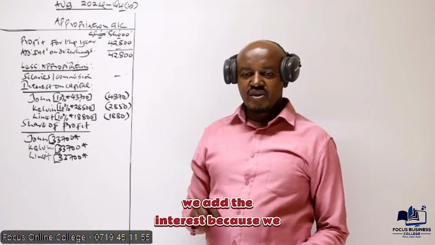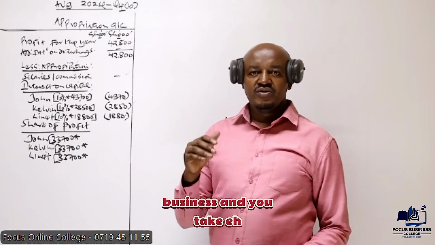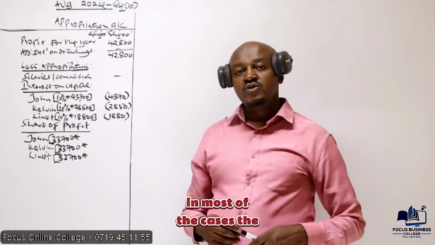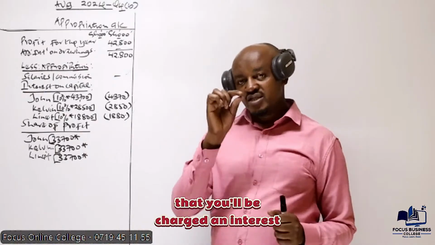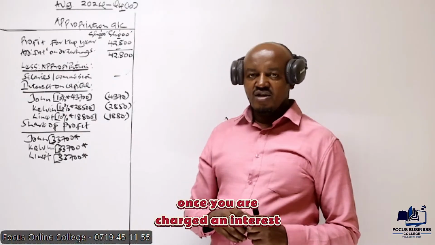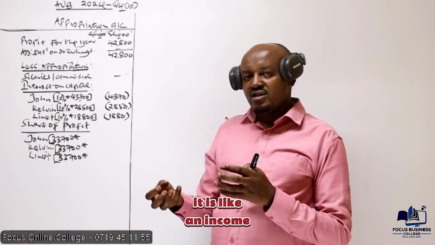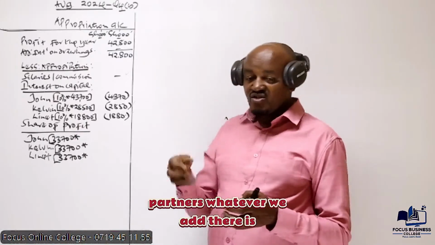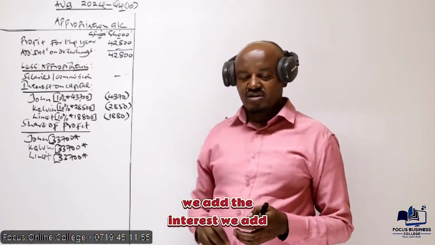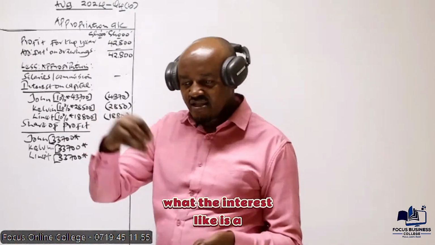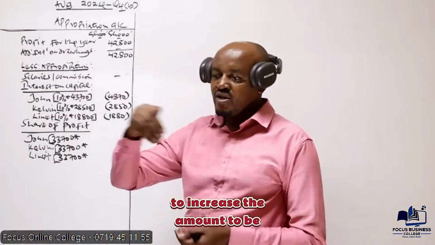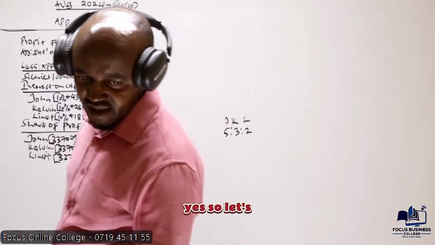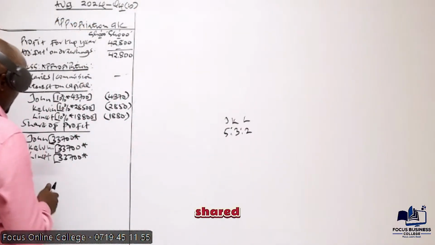We add the interest because if you go to the partnership business and you take money or goods for your personal use, in most cases the partners will have agreed that you'll be charged an interest. Once you are charged an interest, it is like an income. It will increase the amount to be shared among who? Partners. Whatever we add there is not the drawings. We add the interest, like an income. That's why we are adding it here, to increase the amount to be shared among partners. So let's determine the amount to be shared by each of the partners.